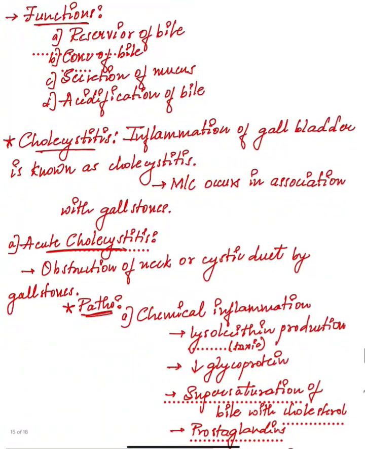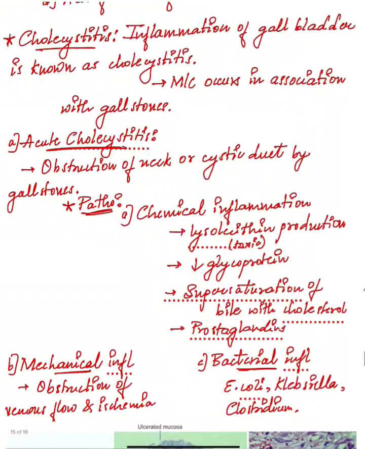The important disease is cholecystitis. What is cholecystitis? It is an inflammation of the gallbladder. It mainly occurs in association with gallstones. It may be of two types, chronic or acute.